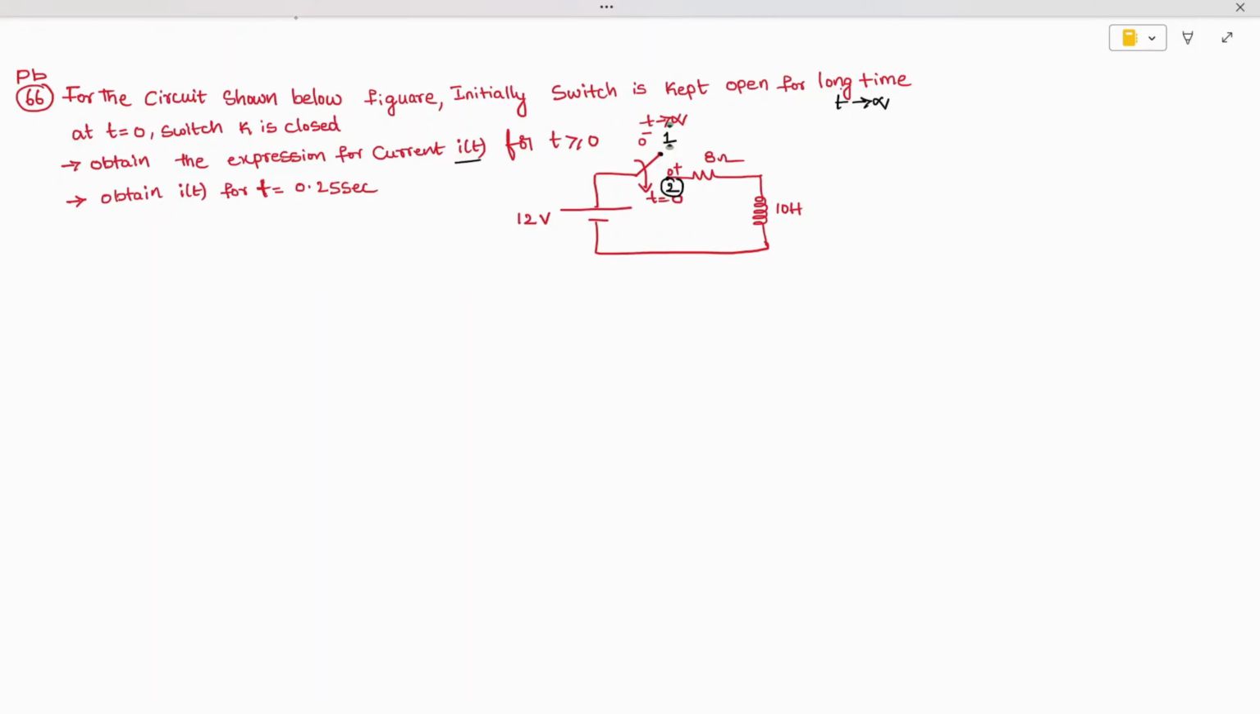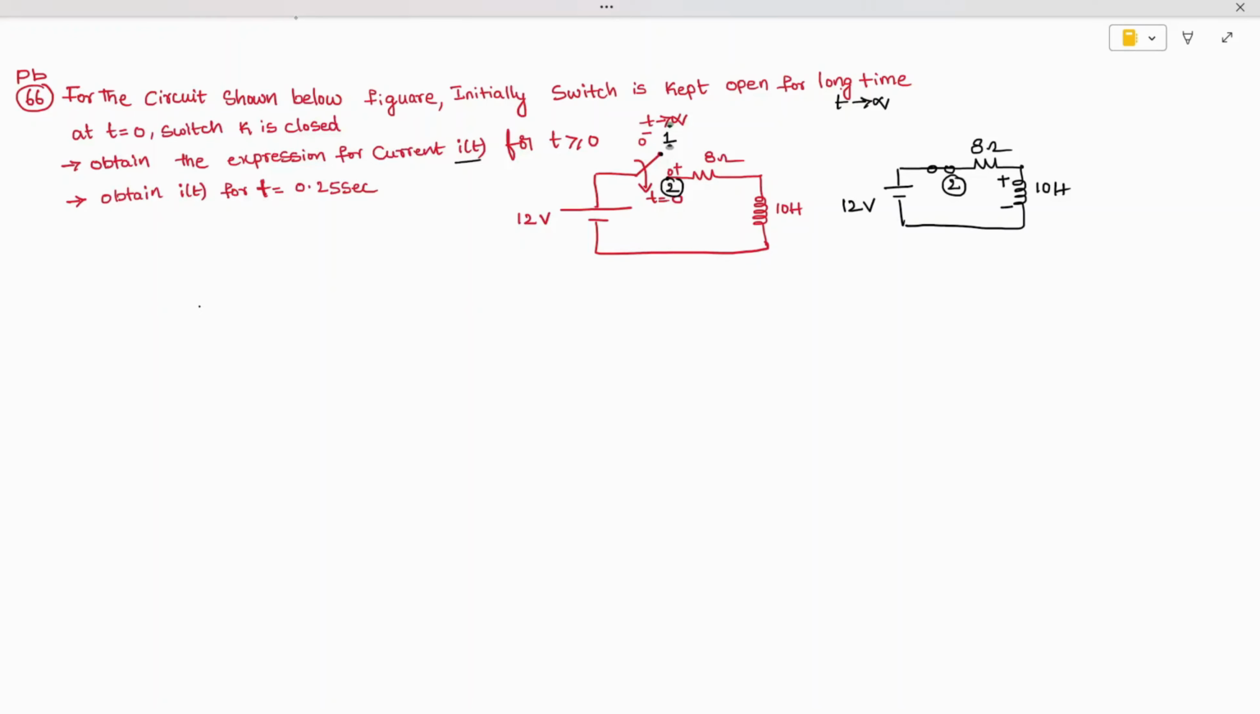Now you can see here the inductor is charging. Let's try to understand the expression of i(t). This is the source and the switch has been moved. This is the position of the switch in position 2, and we are going to have the resistor as well as the inductor. It is excited with a voltage of 12 volts, a resistance of 8 ohm and an inductance of 10 Henry. The inductor starts charging with positive and negative polarities.